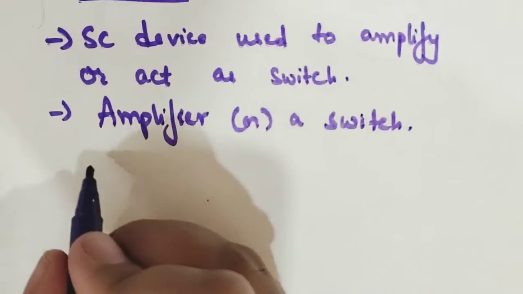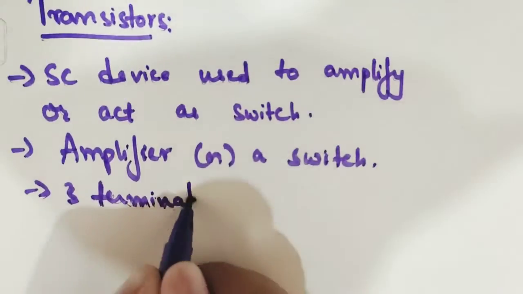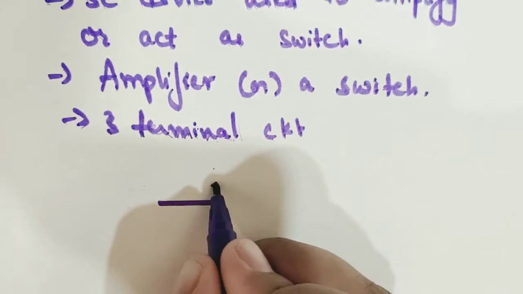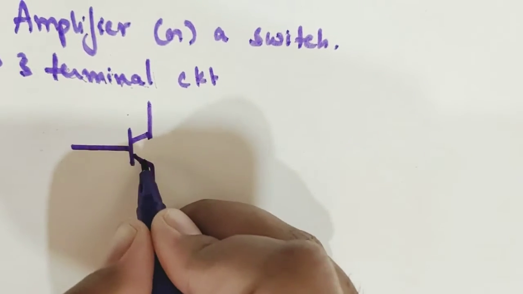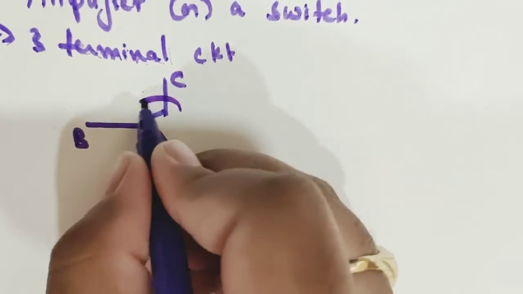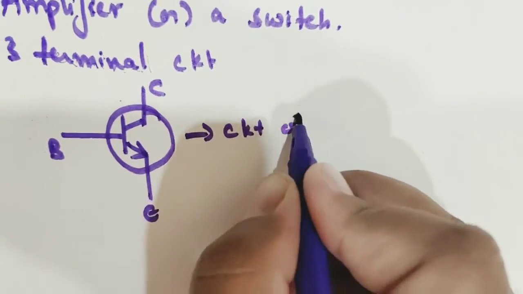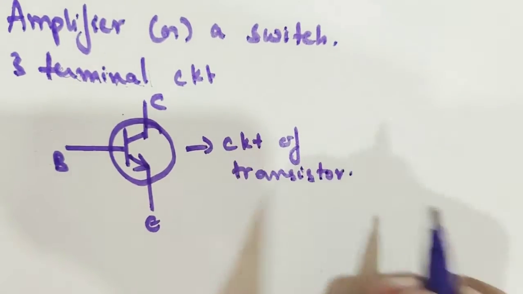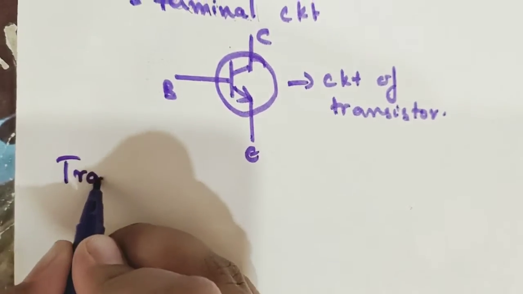This transistor is nothing but a three-terminal circuit. That is, it has a collector, base, and emitter. This is the basic circuit diagram of a transistor. Now, let us see how this transistor actually works as an amplifier.